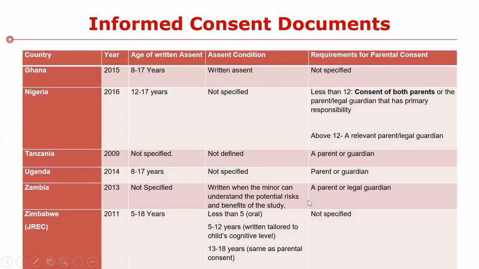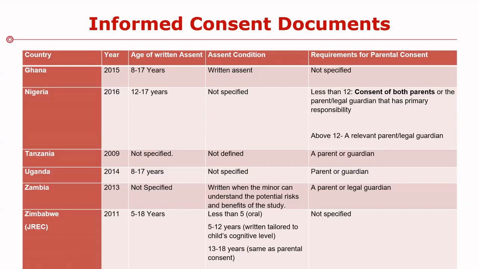Zimbabwe has from five to 18 years require written ASINT. So you only get oral ASINT for children less than five. From 5 to 12 years, it should be tailored to the cognitive level for that age group. And from 12 to 18, it should mirror the parental consent form.